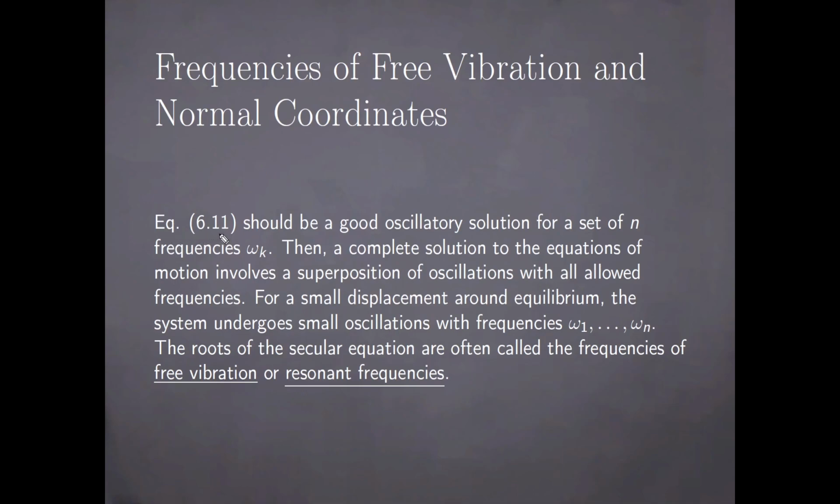Previously we have seen that equation 6.11 represents a good oscillatory solution for a set of n frequencies omega of index k. So then a complete solution to the equations of motion involves a superposition of oscillations with all allowed frequencies. For a small displacement around equilibrium, a system of n degrees of freedom will undergo small oscillation with the corresponding frequencies going from omega 1 to omega n. And the roots of the secular equation in this case are often called the frequencies of free vibration or the resonant frequencies.